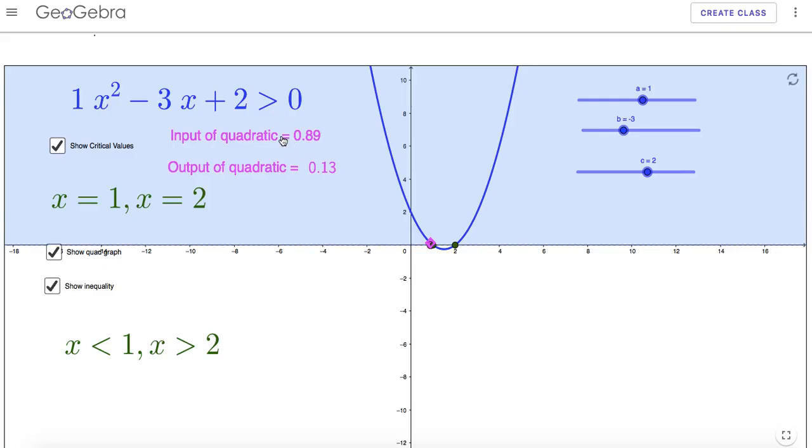So if you look at the inputs and outputs, if I let x equal 0.89, it's on that side, so you can see that the output is going to be bigger than 0. If I move this along into the other regions, you'll see that the output of the quadratic is going to be negative, which is less than 0. Again, I can't quite move this, but that's the point of this animation.